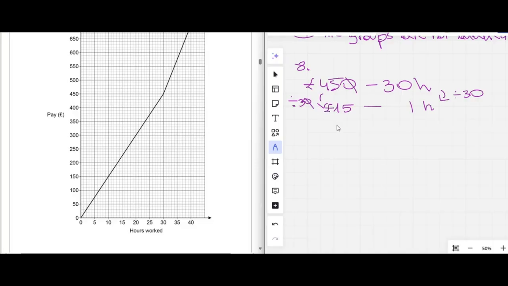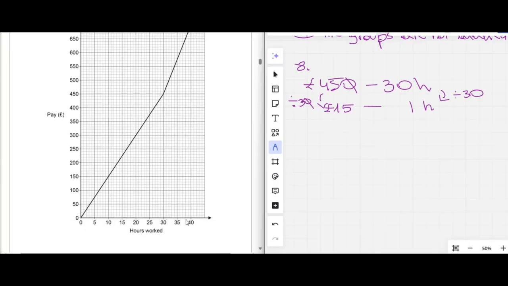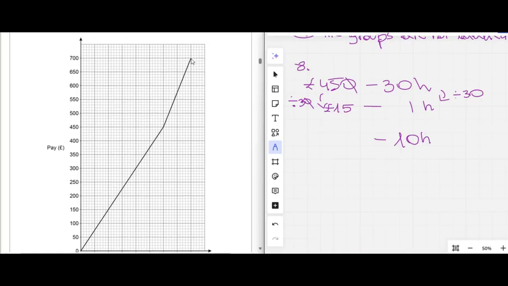So we have a £15 hourly rate, and now overtime, we need to catch the difference. So there are 10 extra hours as overtime, and for those 10 hours, he earned the difference between 700 and 450. Is it 250? Yes. Okay, so to find 1 hour, we need to divide by 10. So the same on the other side. And this is just no zeros, £25.